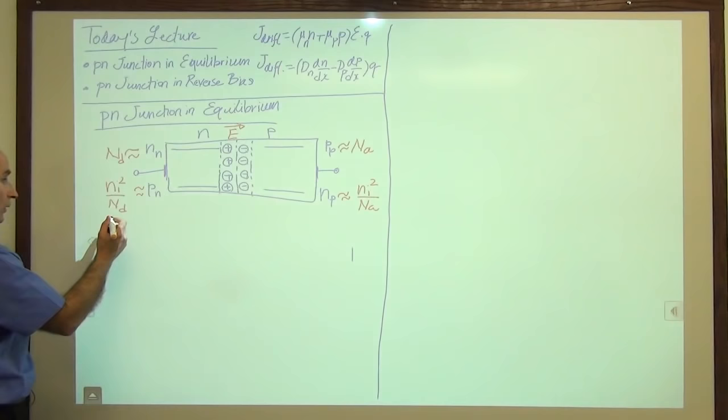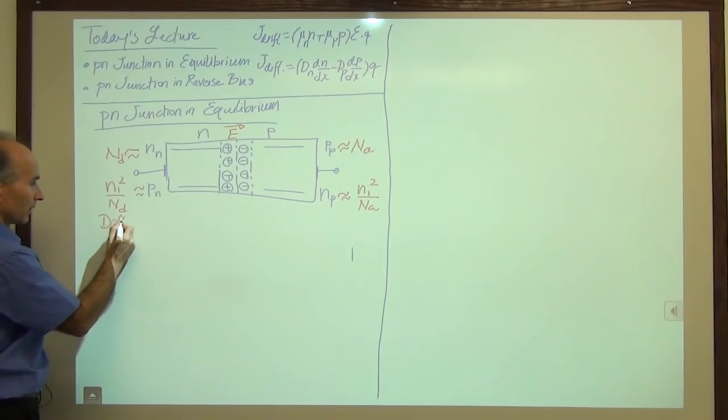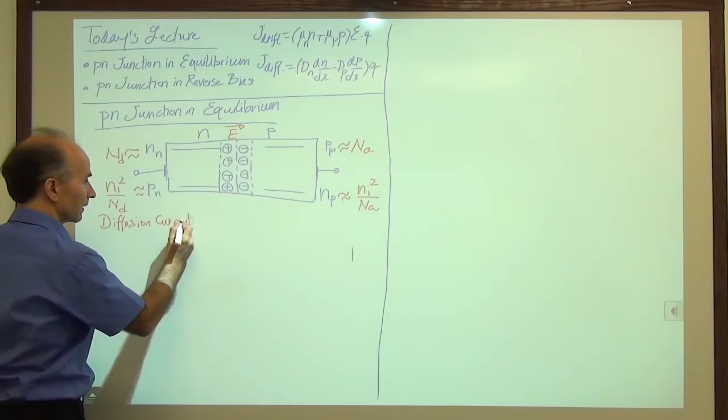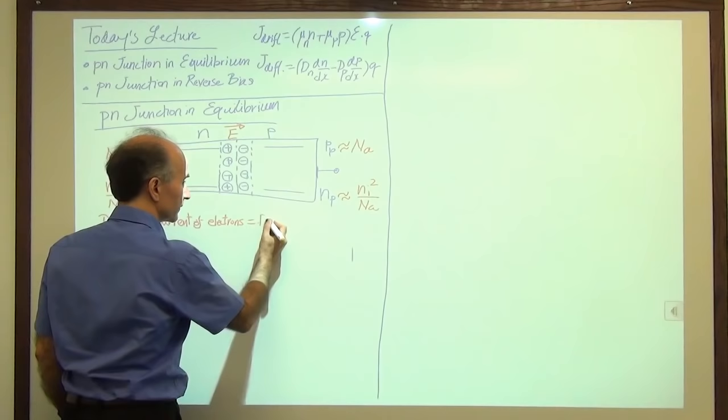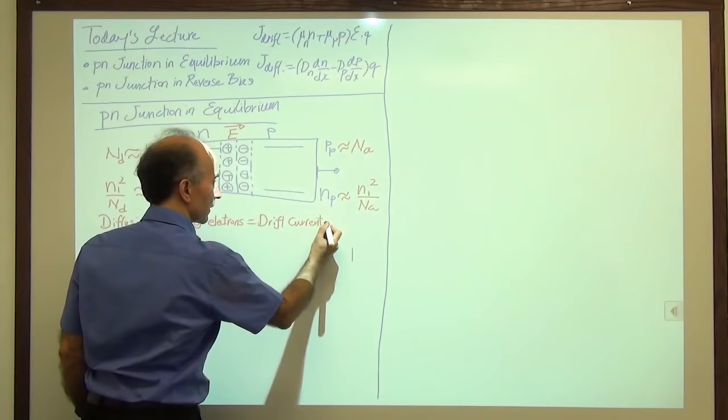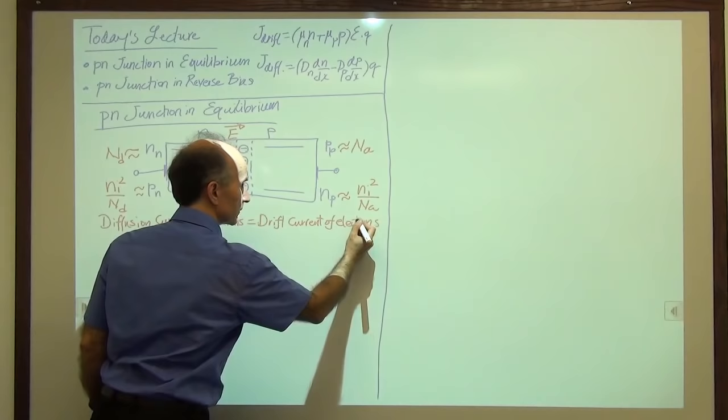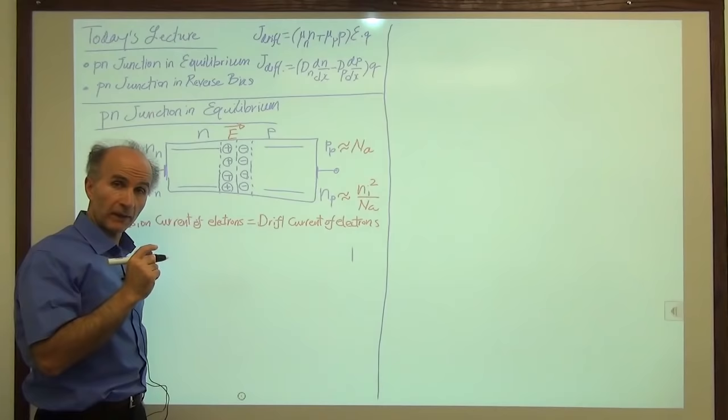So we say, for example, diffusion current of electrons must be equal to a drift current of electrons. Okay, this is for equilibrium, meaning that eventually things have stopped, no more current is flowing.